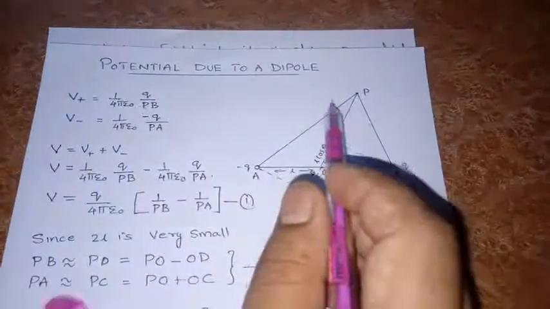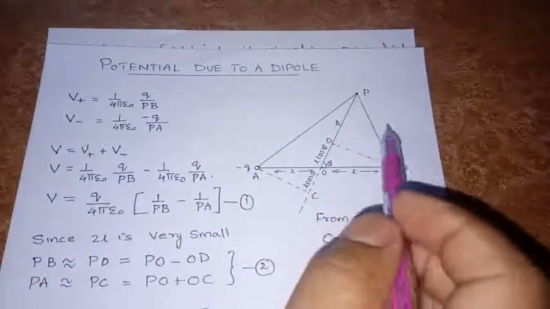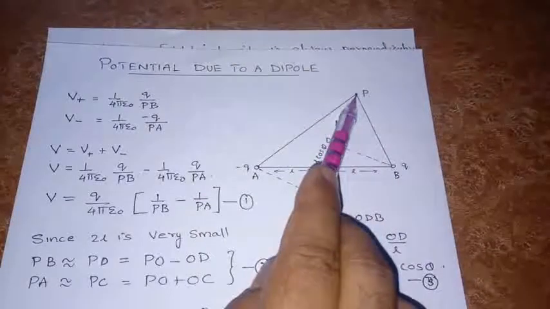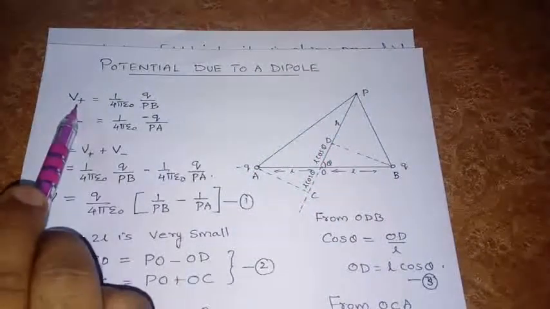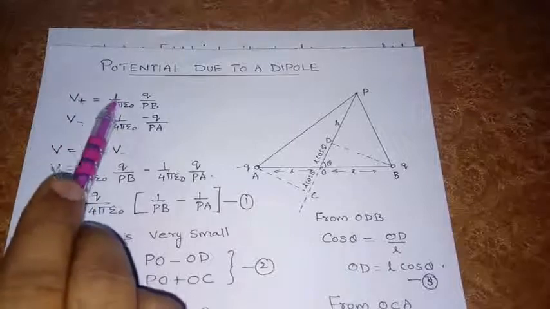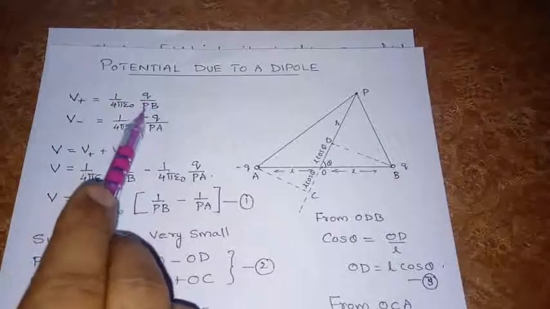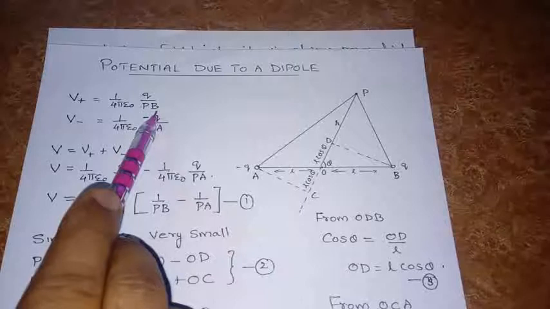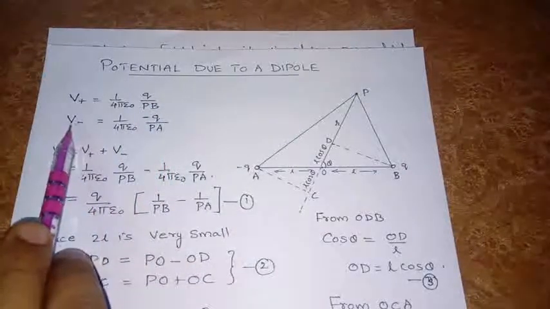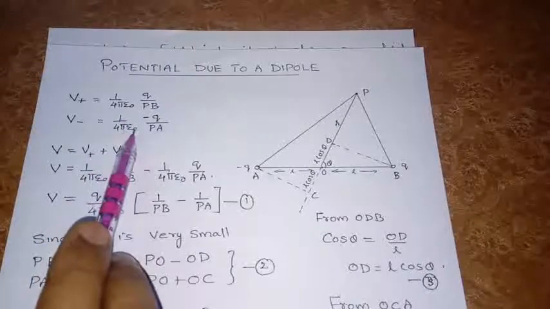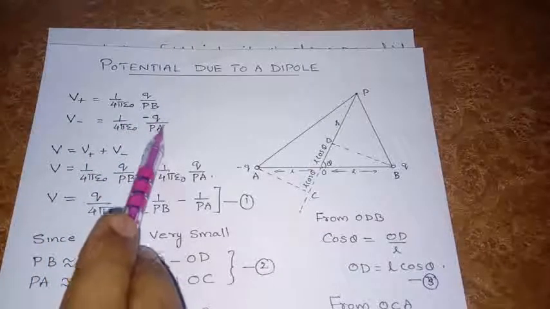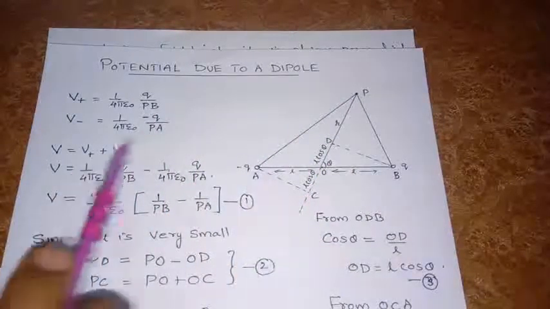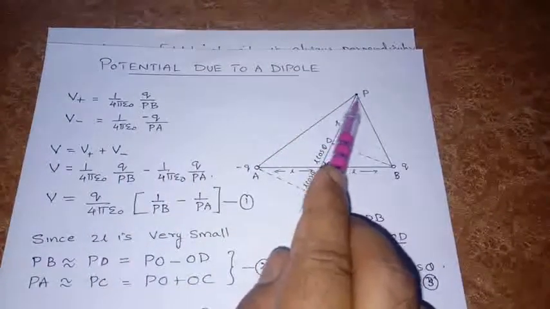So at the point P, there are two potentials. The negative charge creates a potential over there and a positive charge also creates a potential over there. The potential at P due to positive charge is V plus, and that is given by 1 by 4 pi epsilon 0 charge divided by distance. PB is the distance of the point P from charge Q. The negative charge creates a potential V minus, 1 by 4 pi epsilon 0 minus Q divided by PA, where PA is the distance of point P from minus Q charge.